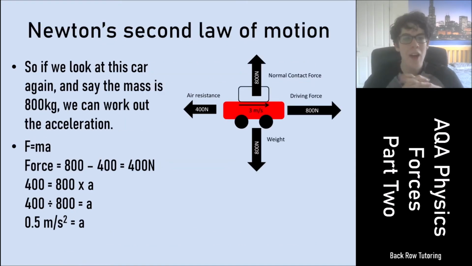If we look at this car again and say the mass is 800 kilograms, we can work out the acceleration. So F is equal to ma. The force is 800 on this side, subtract 400 from this side. Well, that means the total resultant force is 400 newtons to the right. So we can plug that into our formula. 400 is equal to 800 multiplied by the acceleration. Divide both sides by 800, so we get an acceleration of 0.5 meters per second squared.